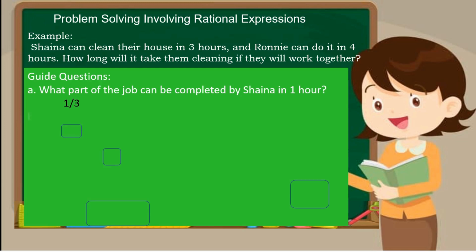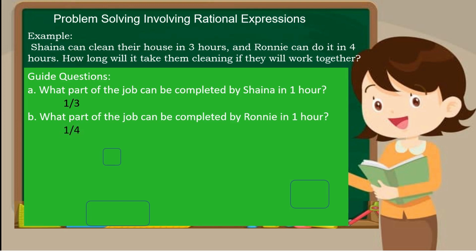Okay? Next question. What part of the job can be completed by Ronnie in 1 hour? Kung natatapos ni Ronnie yung trabaho sa 4 hours, ibig sabihin, in 1 hour, ilang part ang natatapos niya? Yes, you are right. 1/4. Okay, 1 out of 4. In 1 hour, matatapos yung 1/4 part of the job.